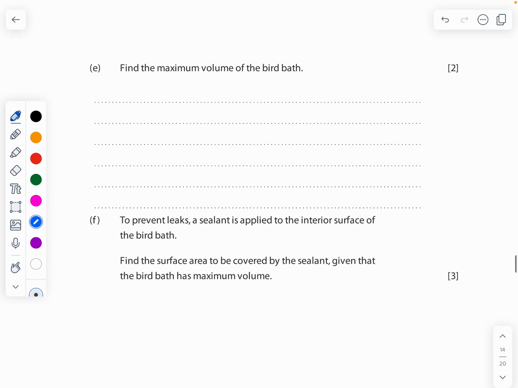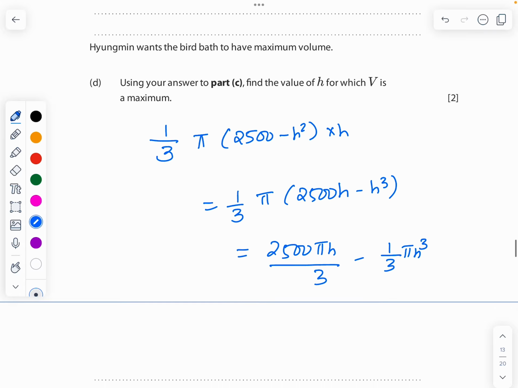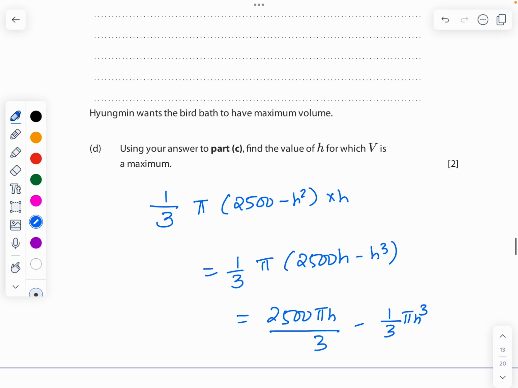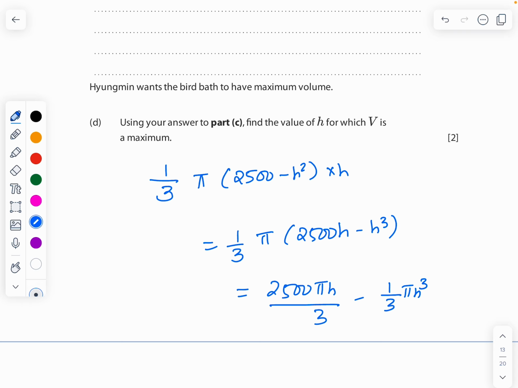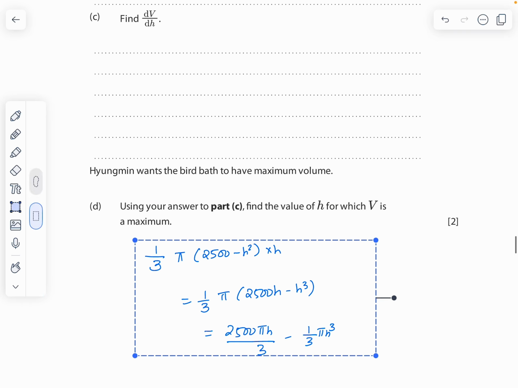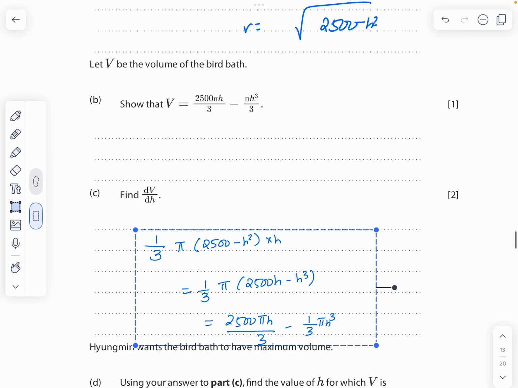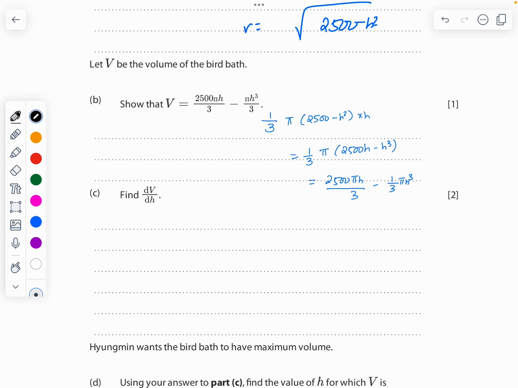Find dV by dh. Second part. This one I have done out over here, so I will copy that one and bring it over here. I have proved it. Find dV by dh. dV by dh is 2500 pi upon 3 minus pi h square. That is dV by dh.